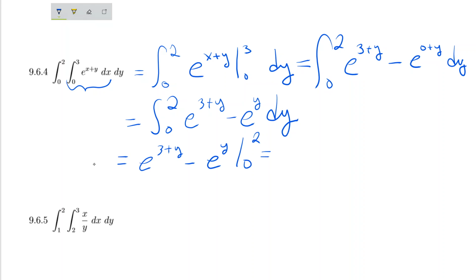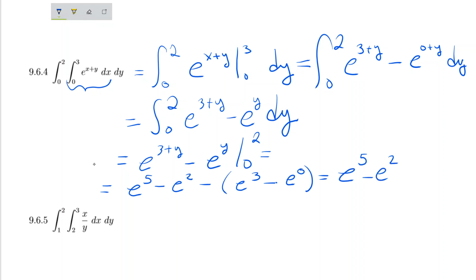Let's go ahead and do our substitutions. So when I plug in 2 to our integral result, I should get e to the 5th, because 2 plus 3 is 5, minus e squared, minus e to the 3, minus e to the 0. Let's clean that up. So I get e to the 5th minus e squared minus e cubed plus 1. That's brilliantly horrible looking.